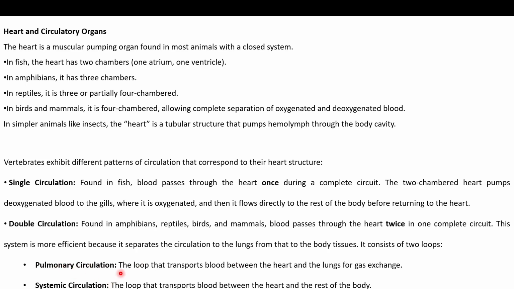So in pulmonary circulation, what happens? It is the loop that transports the blood between the heart and the lungs for gas exchange, and systemic circulation represents the loop that transports blood between the heart and the rest of the body.